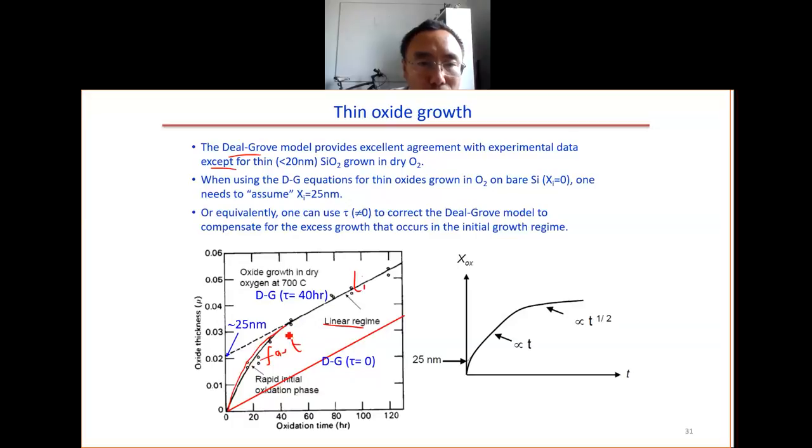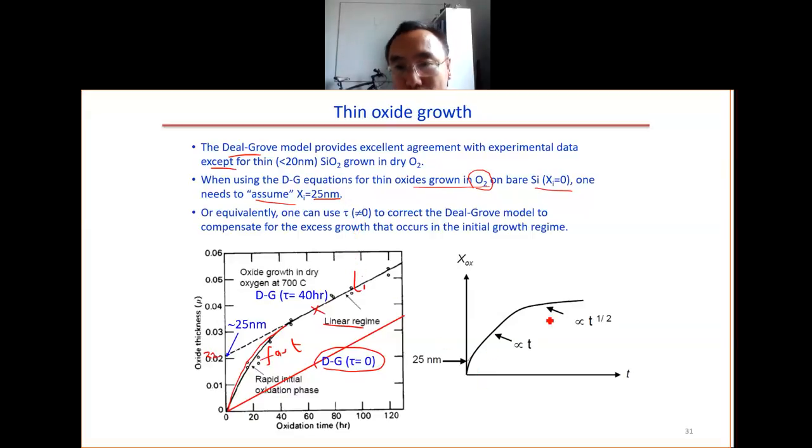So this is the ideal Deal-Grove model. In the Deal-Grove model we have the ideal linear case. But in reality, we find something like this. To have this curve, we need to assume we're using the Deal-Grove equation for thin oxide growth in oxygen on a bare silicon wafer. So we need to assume there is already about 22 nanometer of oxide at the very beginning, or we can assume tau is not equal to 0 at the beginning.